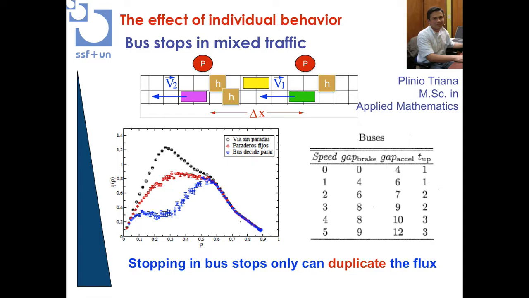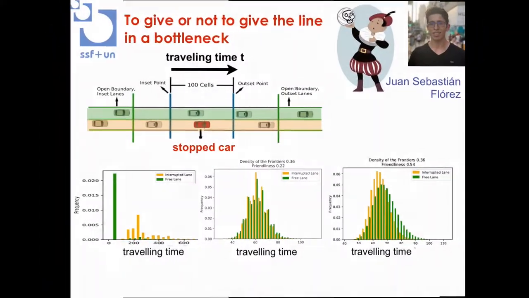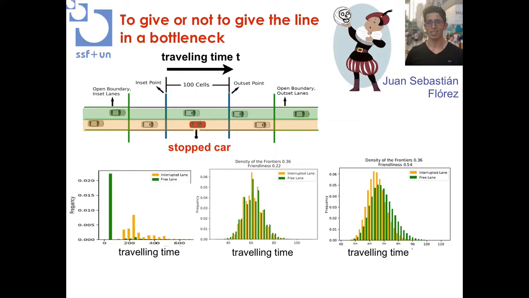With this model, we have also studied the effect of individual behavior. For instance, what happens if you have mixed traffic, so buses and cars, and what is the difference between the case when all buses use the bus stops and when they stop everywhere they want. And we found that stopping in bus stops can duplicate the flux. We have also studied what will be the optimal behavior to face the problem when one car stops in one of the lines. And we found that it's not 1-1, as is usually expected, but is 4-1. So it's better when you give the right to pass to the blocked cars only once each 4 times.